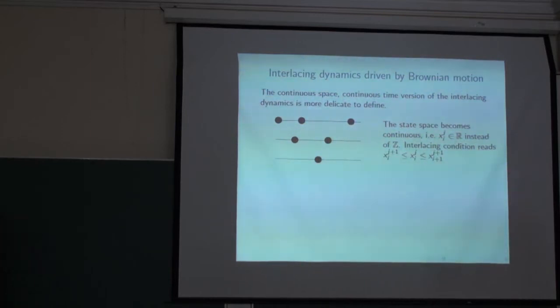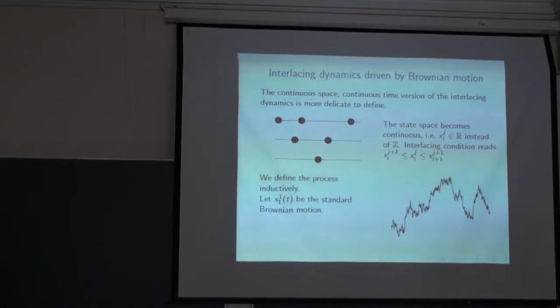So first, the state space now will be a set of interlacing particle configurations, but in continuous settings. So now all the particles have not integer, but real values, like here. We will define our process inductively. So there will be some Markov dynamics on these interlacing particle configurations. First let's take a look at the bottommost particle. It will evolve just as a standard Brownian motion, so something like that. This is the evolution of this particle.